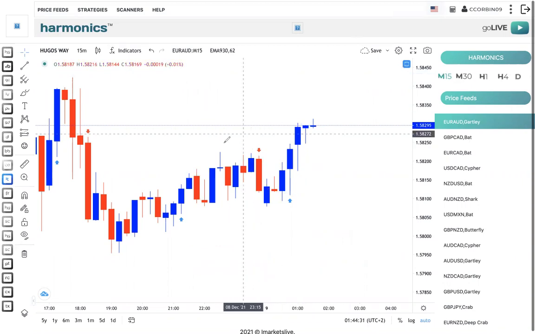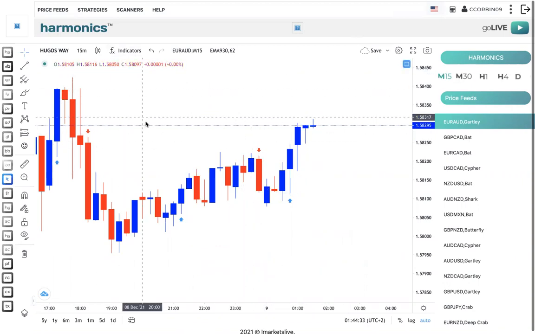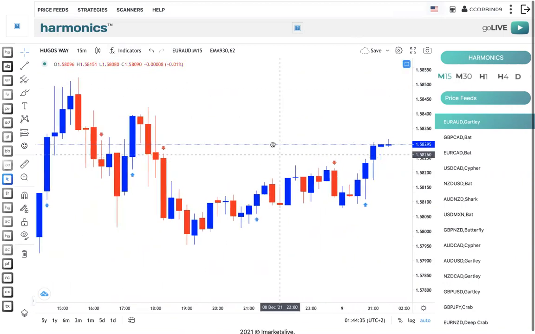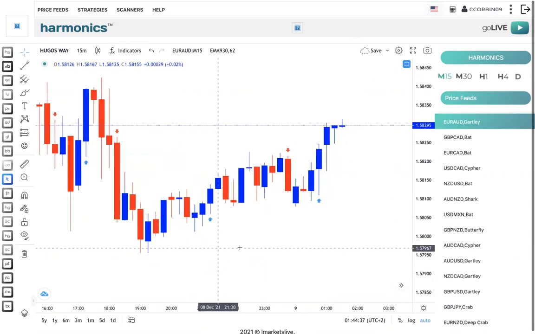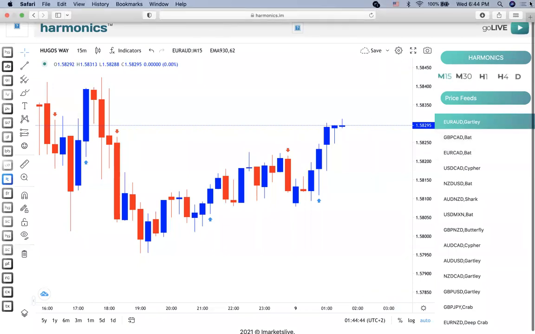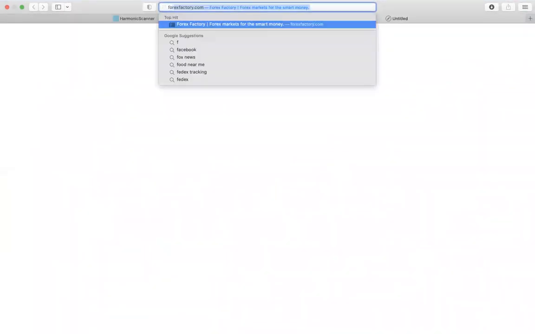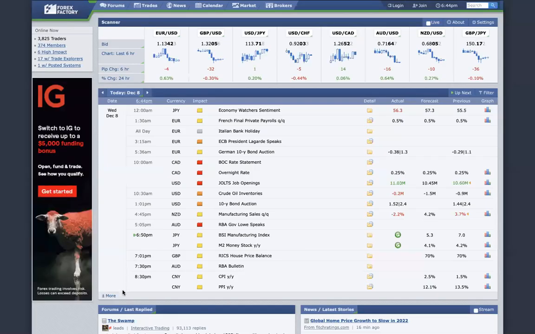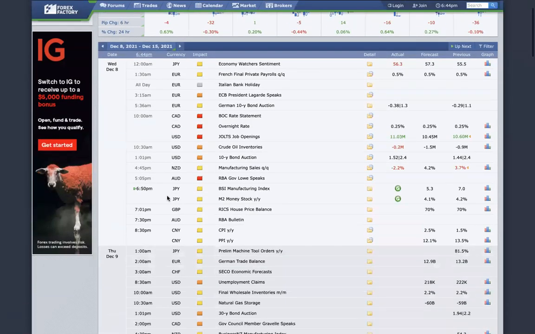All right, awesome. So when it comes to actually finding entry points for the harmonic scanner, it's pretty simple. Now, before I come in here, of course, I'm going to do the basics. I'm going to check my news on forexfactory.com. Of course, I already did it. You just want to look at the time that you're trading. It's about to be 7 o'clock. I don't see anything alarming down here.